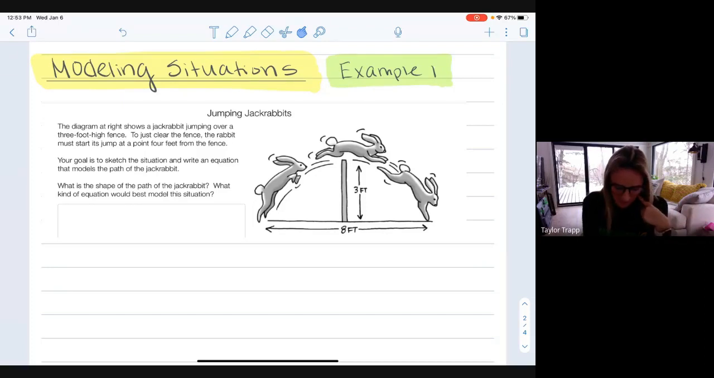So it says the diagram at the right shows a jackrabbit jumping over a 3-foot high fence. Just to clear the fence, sorry, the rabbit must start its jump at a point 4 feet from the fence. Your goal is to sketch the situation and write an equation that models the path of the jackrabbit. What is the shape of the path of the jackrabbit, and what kind of equation would best model this? So we're going to do 2 problems just like this one, and they're almost identical. And I'll show you which parts I think are easier and then where it gets a little bit tricky.